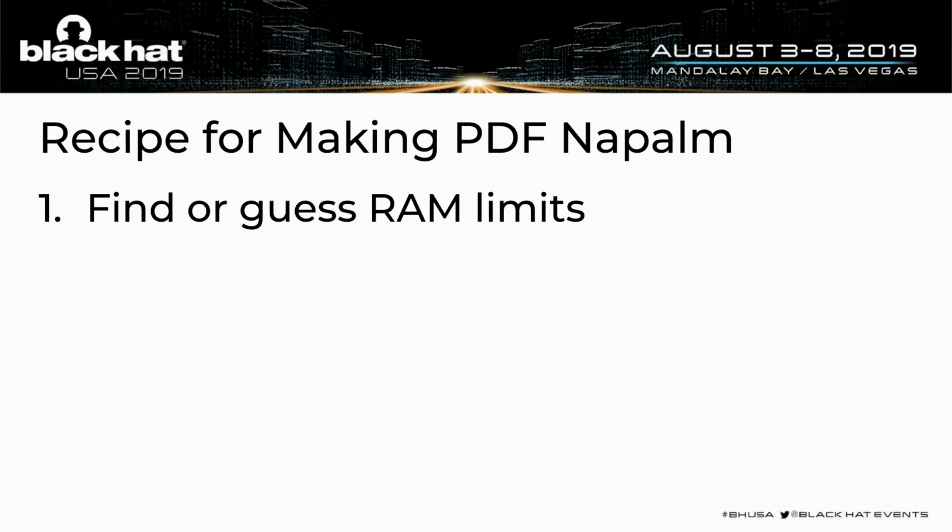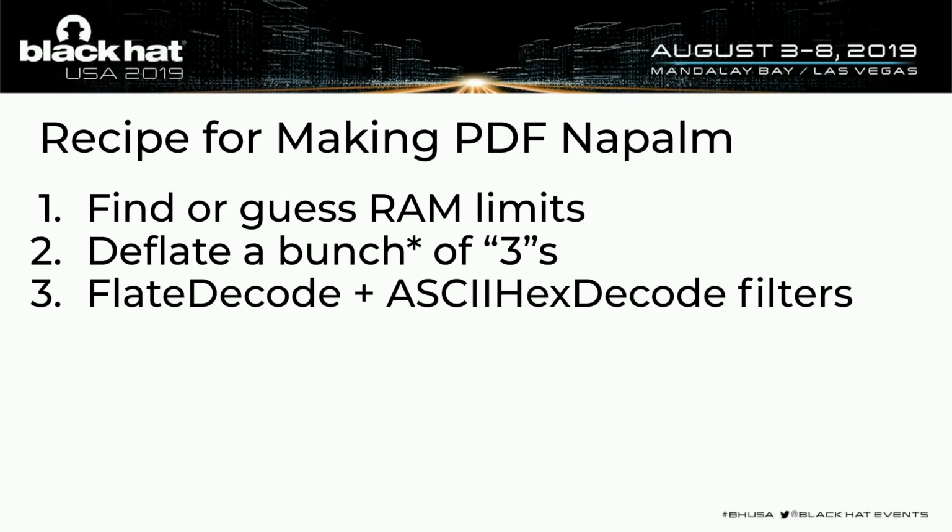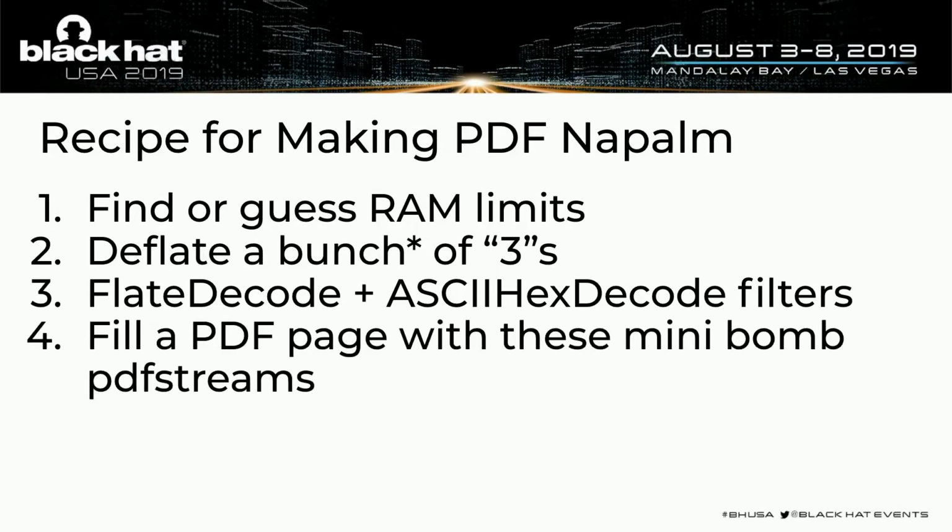You start by guessing whatever the RAM limitations are of the system you're attacking, and you don't have to have a tight bound. Just guess something reasonable, maybe a gigabyte, 500 meg, something like that. You then deflate a bunch of 3s, and then you encode that into a PDF stream object with flate decode filters to unpack it, and then ASCII hex decode filters to crush down the memory. You then take those PDF stream objects and fill a PDF page with references to that PDF stream object. And that's going to give you that sawtooth graph we saw earlier, right? It's going to take some time during those flate decodes, and then in the ASCII hex decodes, it's going to free up all that memory that you're using.